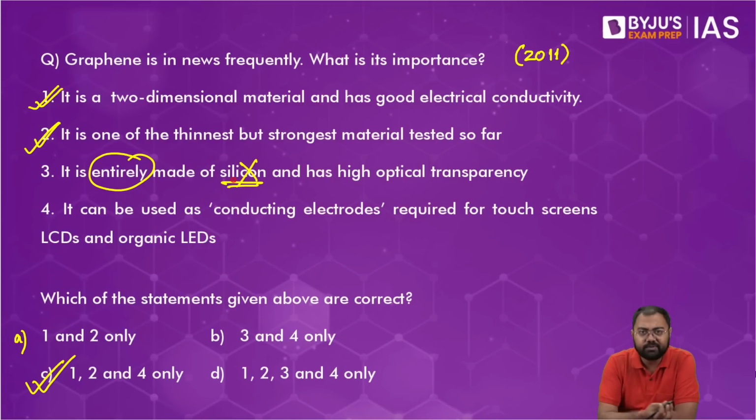It is made of carbon. This is what graphite is made from, and it has high optical transparency. So this is wrong. It can be used as conducting electrodes required for touchscreen LCDs and organic LEDs. This is actually correct, and we'll discuss this at a little later stage. So that's why 1, 2, and 4 is the correct answer here.